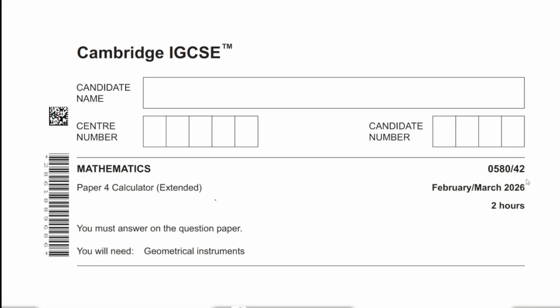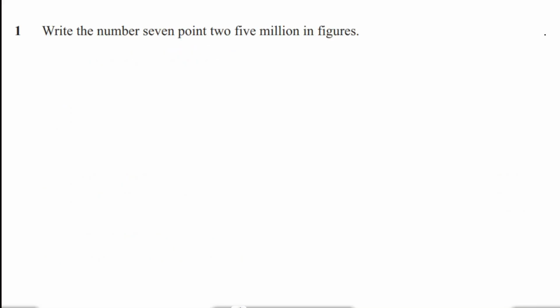We are going to solve the Cambridge IGCSE Paper 4, extended version, and the code number is 0580/42, Paper 4. Okay, let us see the first question.